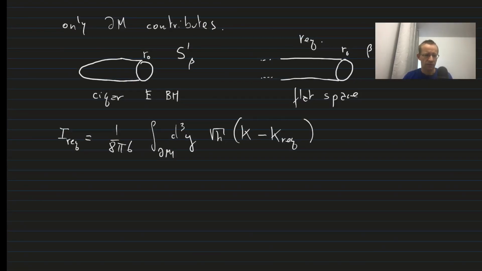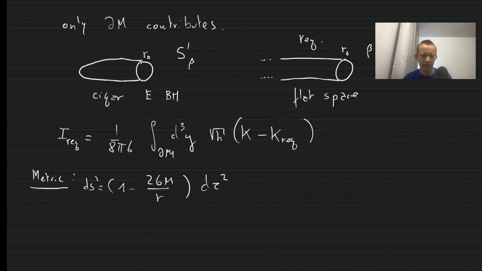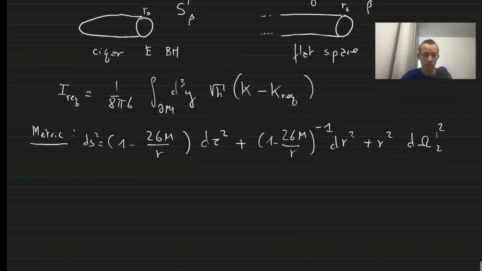So let's recall the metric of the Schwarzschild black hole solution in order to be able to compute the extrinsic curvature, etc. The Schwarzschild radius is 2GM. We have a compactified Euclidean time coordinate, tau. We have the same factor for the radial metric. And then we have the two-sphere. So this is the Schwarzschild solution.